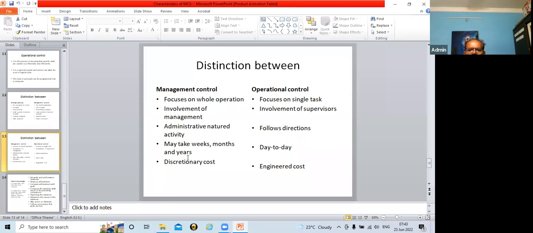One day is involved. Management control is an example of discretionary cost, whereas operational control is an example of engineered cost. Now, what are engineered cost and discretionary cost? Maybe in the next session we will discuss.